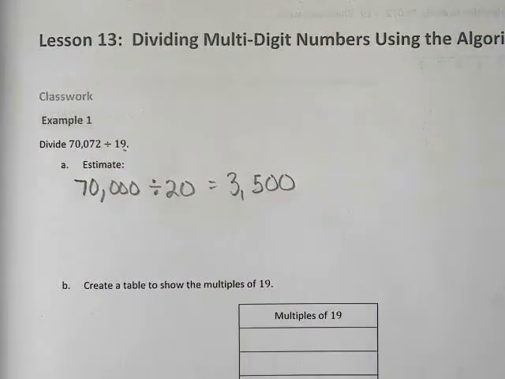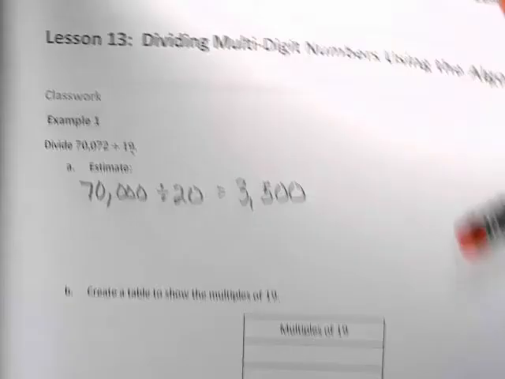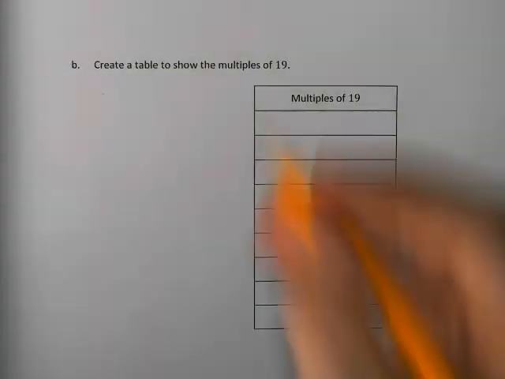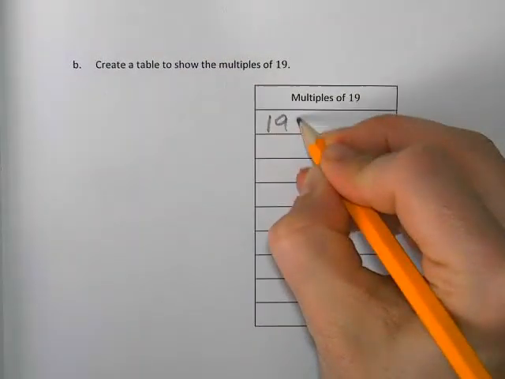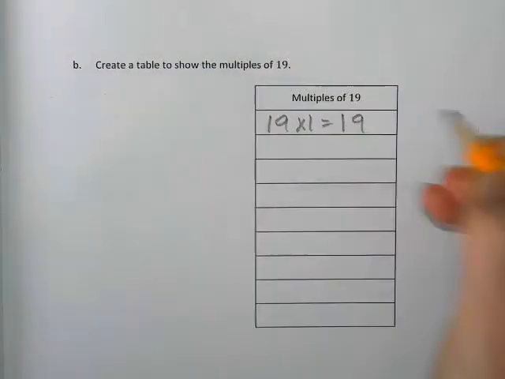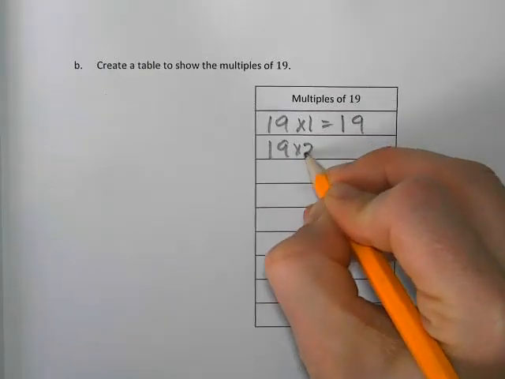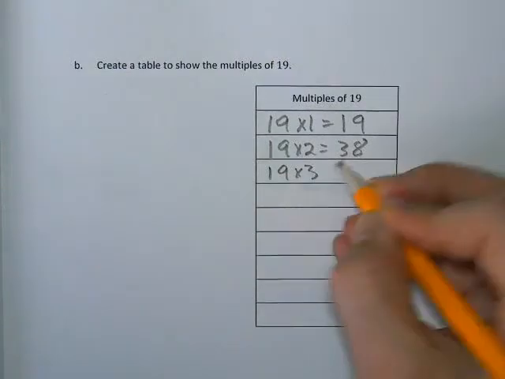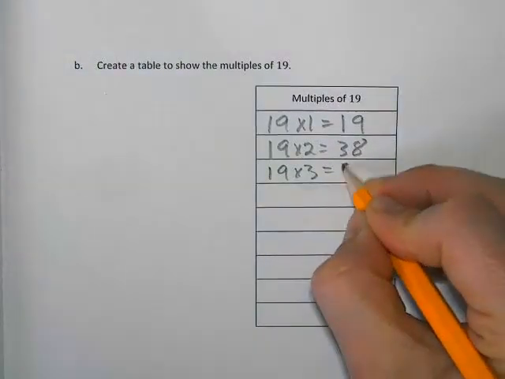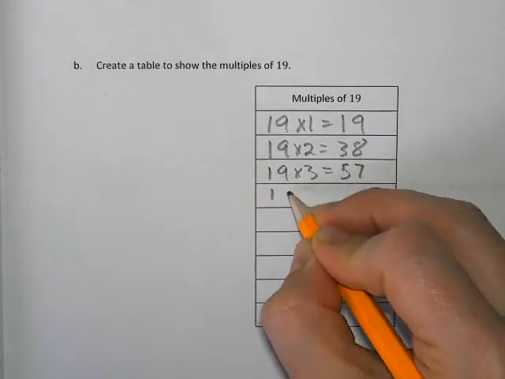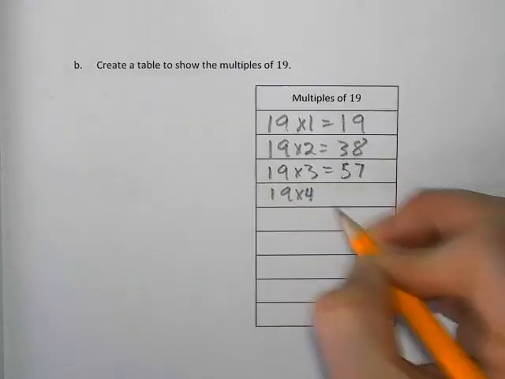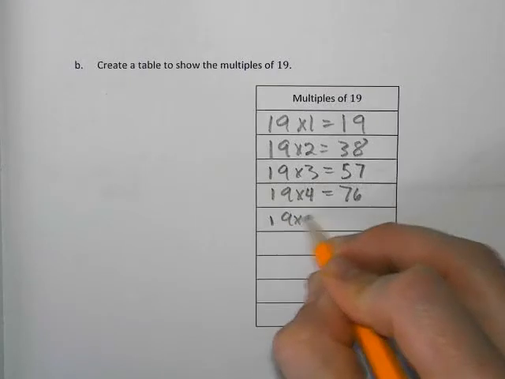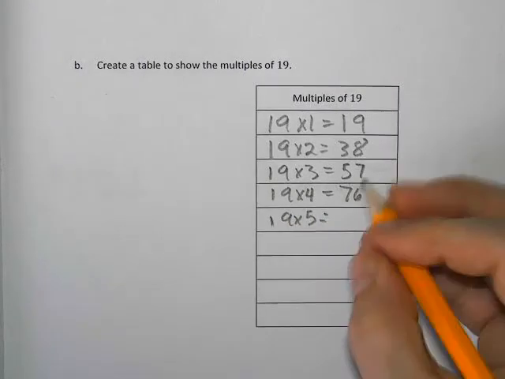Like I said, your first step is to make your table. And they built this table in for you. So we're going to write everything out. So I have a 19 times 1 equals 19. 19 times 2 equals 38. 19 times 3, 57. 19 times 4, 76. 19 times 5, 95.